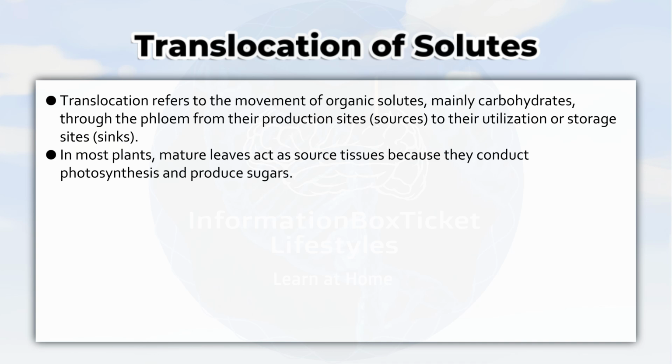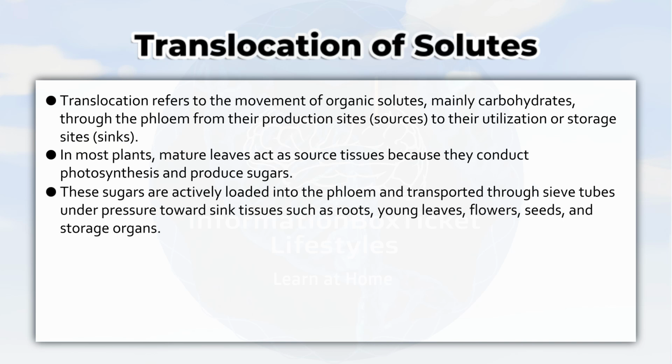In most plants, mature leaves act as source tissues because they conduct photosynthesis and produce sugars. These sugars are actively loaded into the phloem and transported through sieve tubes under pressure towards sink tissues such as roots, young leaves, flowers, seeds, and storage organs.